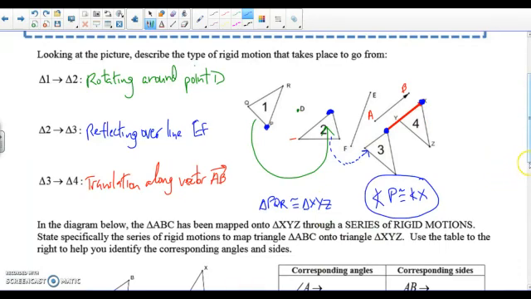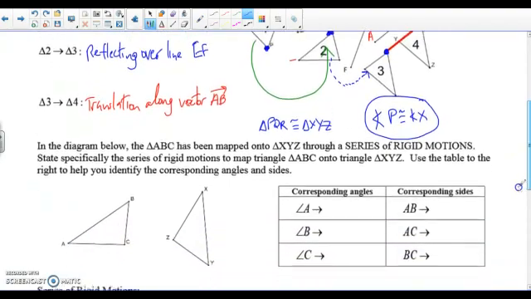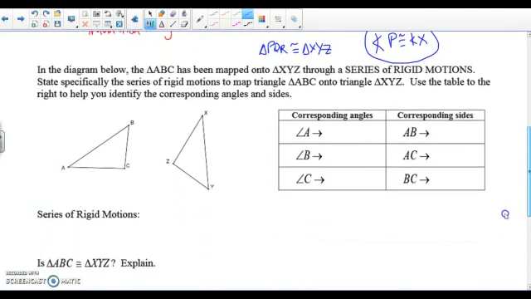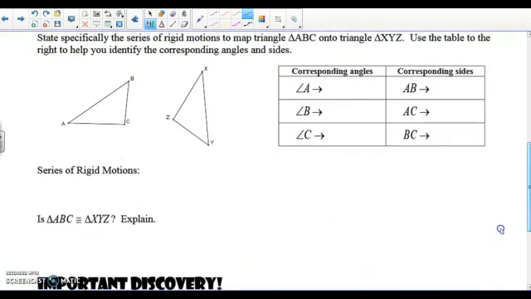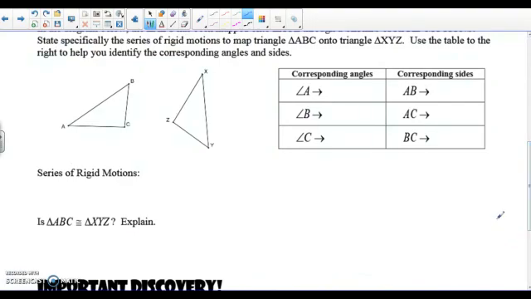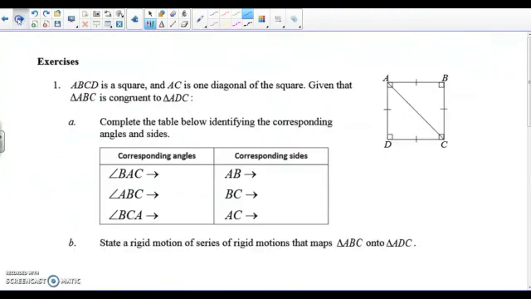Okay? So next class, we'll get into this one together. Maybe we'll start this with our bell ringer. But we're going to really specifically state a series of rigid motions that will take triangle ABC to triangle XYZ. So I don't want you to go through this one on your own. You can start to think about it, but we're going to have a really specific series of rigid motions that will help us map triangle ABC onto triangle XYZ. And we'll fill in that important discovery next class, and then we'll practice a bunch of these, and we're going to get really good at this next time.